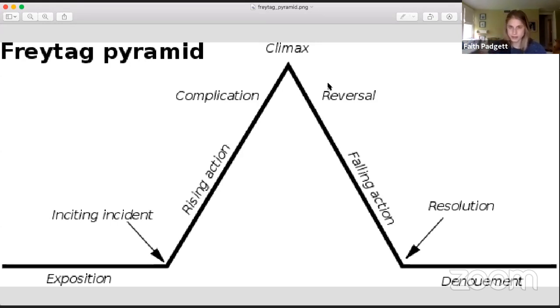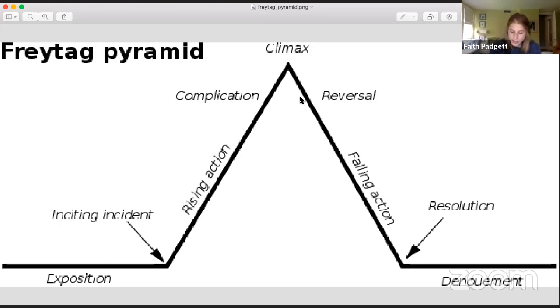Then we have the climax. The climax is the turning point. It's the highest moment of tension. Some people think of the climax as the thing that happens. Some people argue that it's the moment that we're aware something's going to happen. That moment of tension, that moment of what could possibly happen next? Where is this going to go? And we're going to discuss how that might work in our two examples. But for the purposes of this conversation, think of it as the turning point. Nothing will be the same after this.